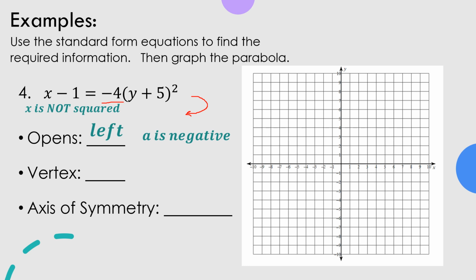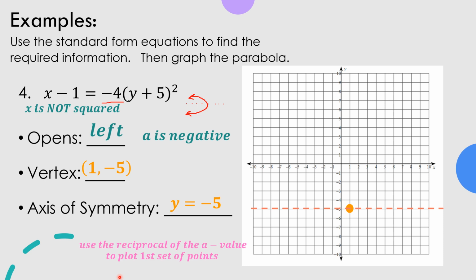I'm still going to have a horizontal axis of symmetry. So I've still got that line cutting it horizontally as I go through. Okay. All right, determine your vertex just like we've been doing. Opposite of h, opposite of k would give us 1, -5. And again, I want that horizontal line, so I want the y value for my axis of symmetry. So the y value of the vertex is -5, so AOS is at y equals -5. Plot your vertex, sketch your axis of symmetry, and again, use the reciprocal of your A value.